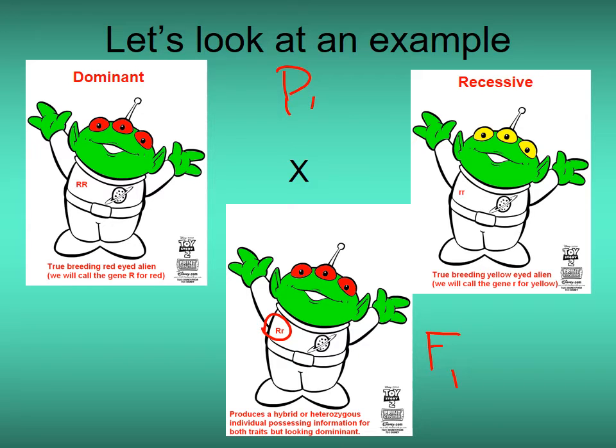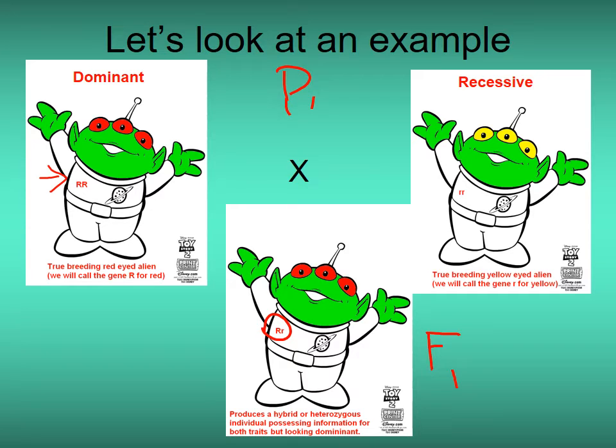Okay, so let's look at a different example, a sort of fun example. You might recognize our little friends here. Say we have a true breeding red-eyed alien, and we'll give it the allele big R for the red eyes. So if it's a true breeder, it's going to have two alleles that are exactly the same. They'll be homozygous, so he'll be big R, which is what you see here, okay?